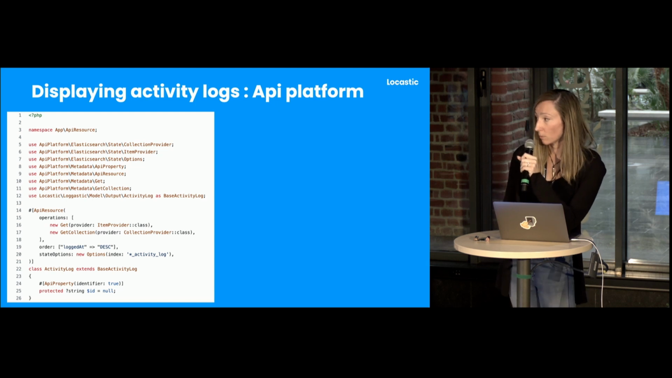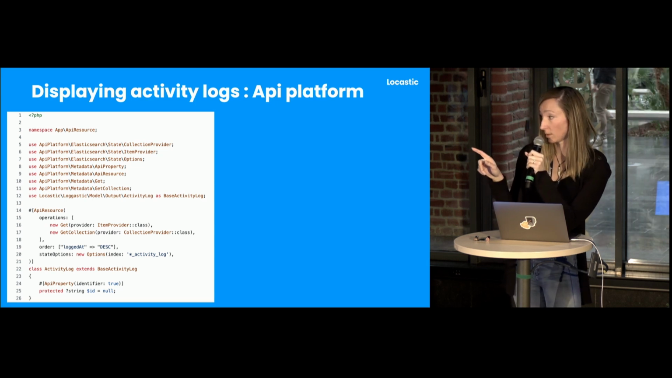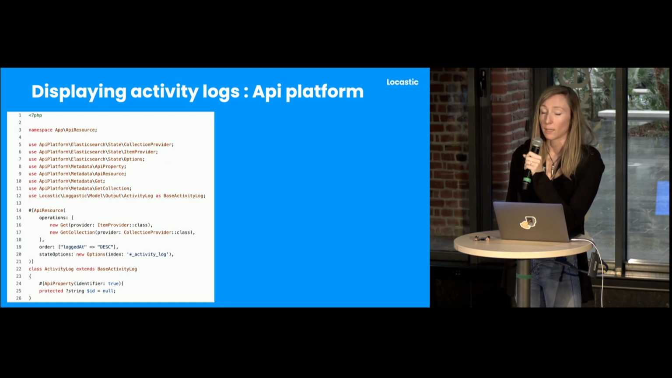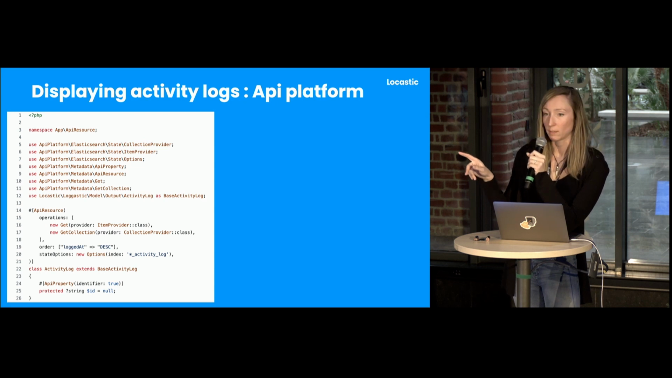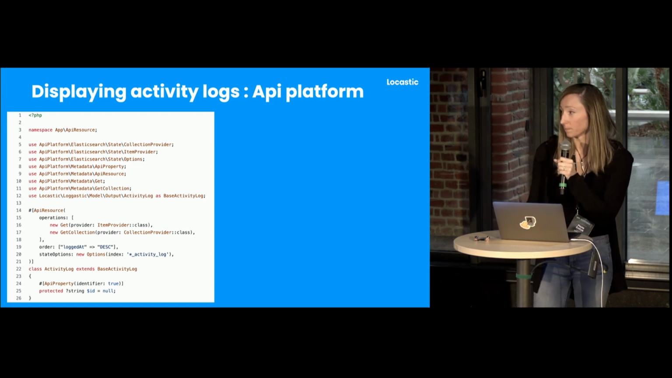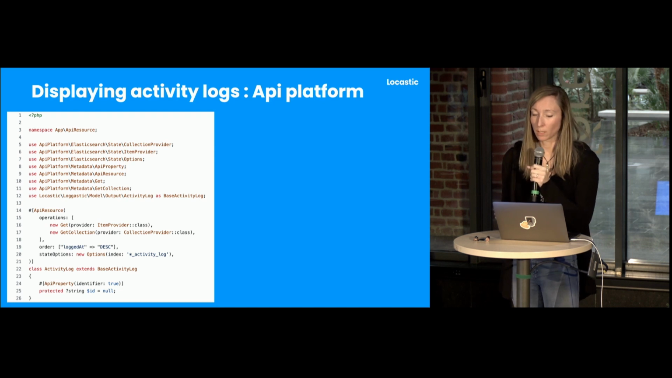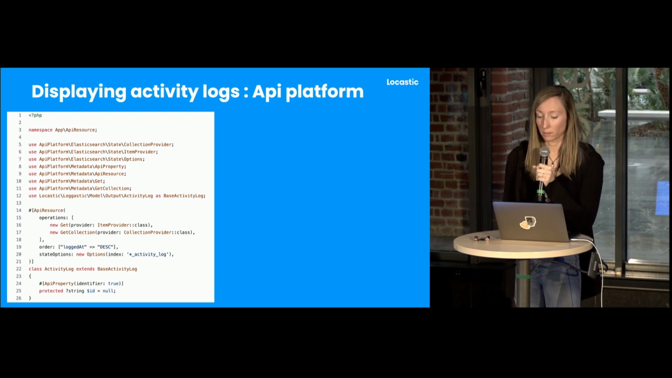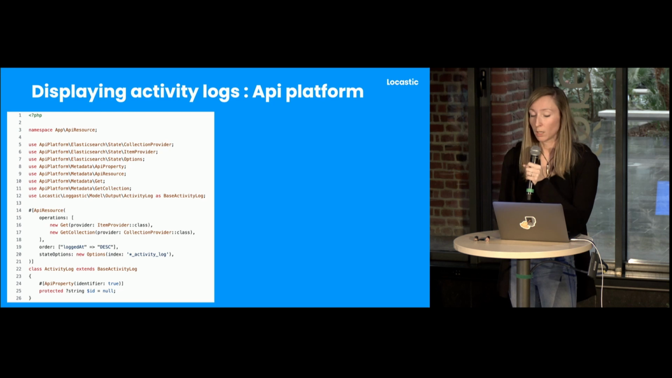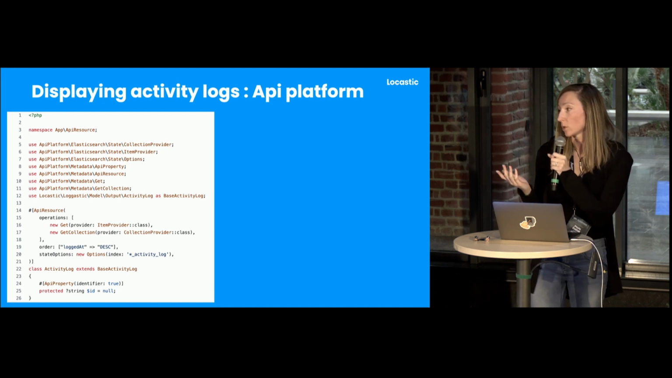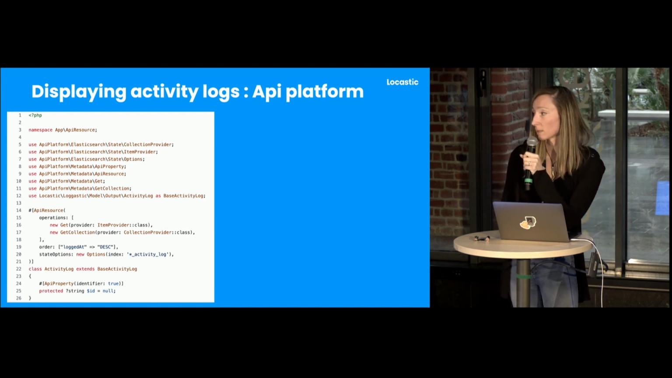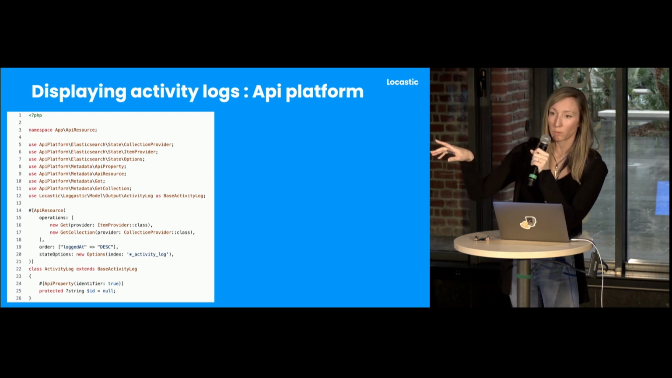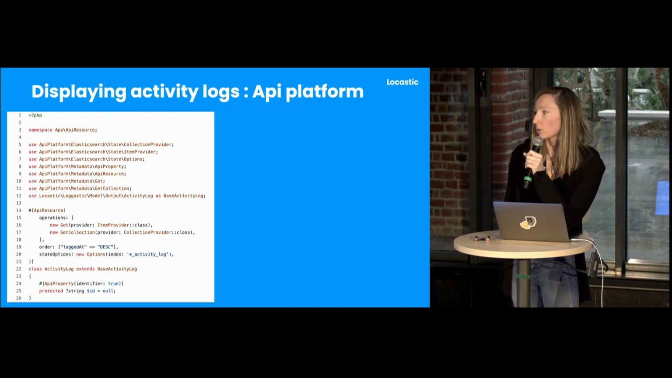And the important part is to add this state options configuration and to define the index we are pulling the data from. So here you can see we used a star and activity log. So that means that this endpoint will pull all the activity logs regardless of which entity it is. But if you want to use a specific index, for example, product, you can just put product activity log here. Or you can just create a filter for the class.